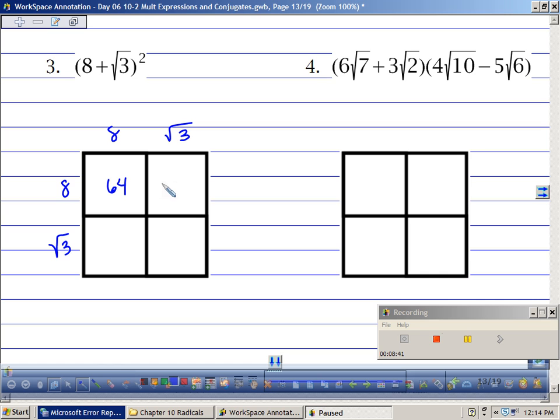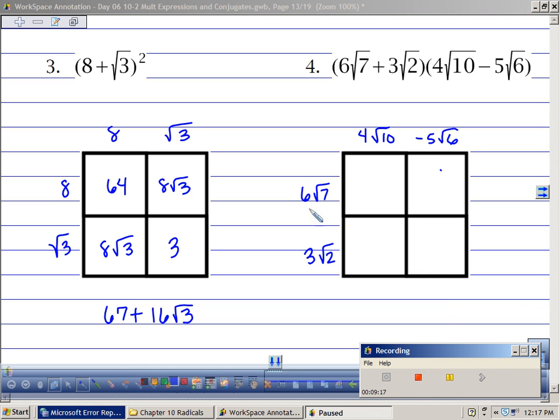And 8 times root 3? And here? And what's root 3 times root 3? 3. Yes. Okay, let's combine like terms. What's 64 and 3? 67 plus, what's 8 root 3 plus 8 root 3? 16 root 3. Better. Okay, finish this one up on your own.